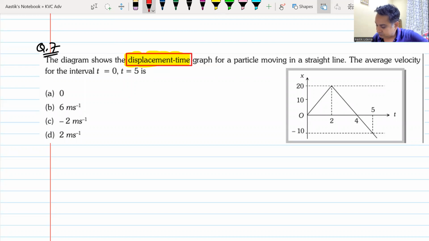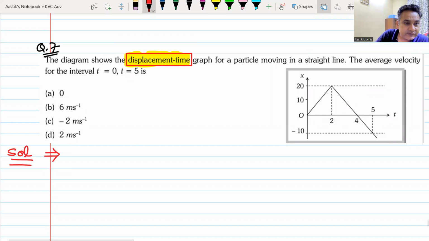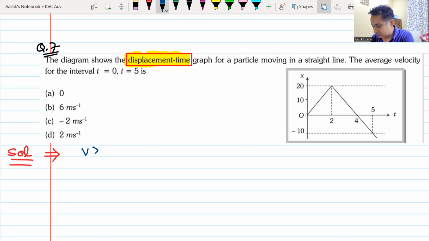Anyone? How do I get the average velocity? Anyone with an answer? Do I have some answers here? No, I don't have any answers up till now. C, -2. That is correct. How did you get it, Anjali? That is correct.